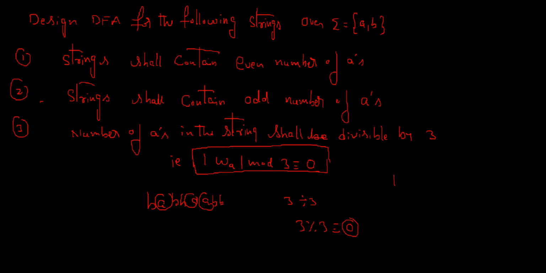Suppose you take B, A, B, A, B, B, A. Here 1, 2, 3, 4, 5, 6. The number of A's is 6. 6 is divisible by 3, so the remainder is equal to 0. That means we have to design the DFA which checks whether the number of A's in the given string is divisible by 3 or not. Now we will solve one by one.